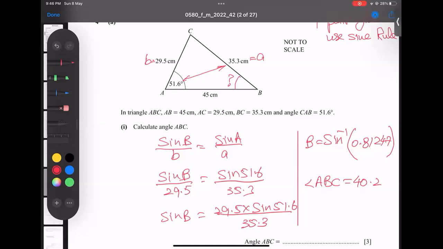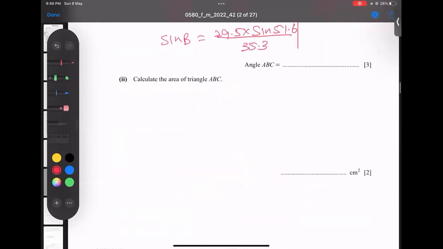I think I have made one error here, because my calculator was in radians. That is why this value in the bracket is wrong. I make the correction. This is not the right value. And this is 0.6549. And now I take sine inverse, and I'm getting 40.9. Okay. So let's go for the next question, area of triangle.